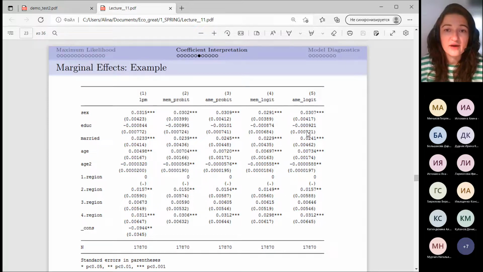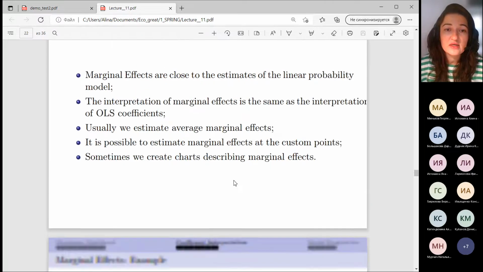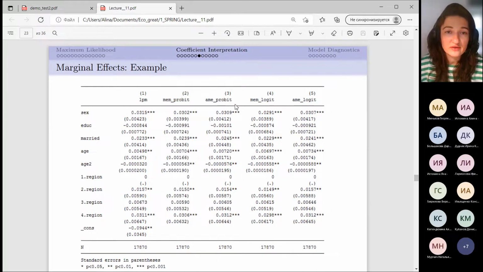The second, third, fourth, and fifth columns present the results after the margins command. So here you can see the marginal effects. The abbreviation MEM here means marginal effect at the mean, this one. And the next column means average marginal effect. These two columns are for probit models and these two columns are for logit models.